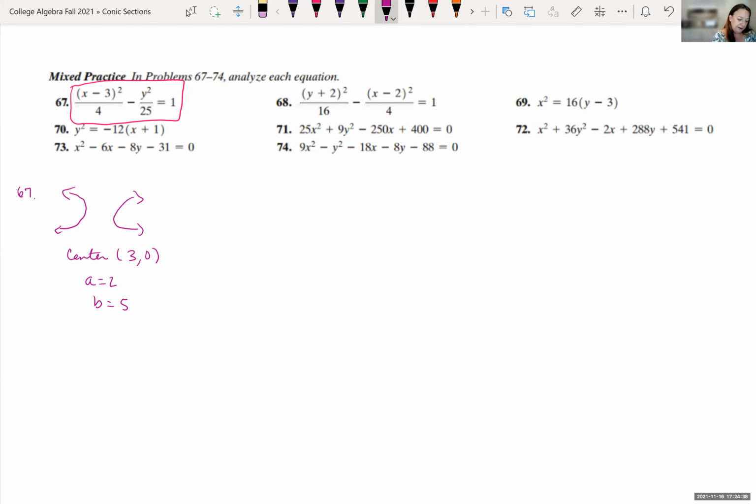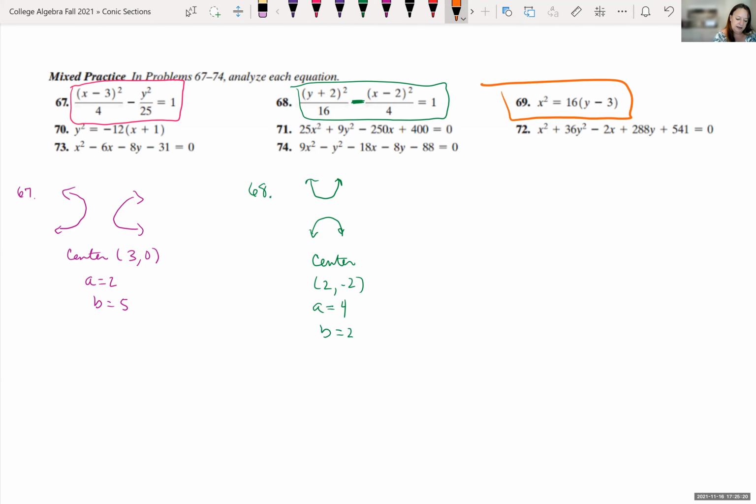If I look at 68, notice I have a minus in between those two fractions. That clues me in that this is a hyperbola again. The minus is in front of the x grouping, and so that tells me that my hyperbola shape is facing up and down. Again, I can tell that my center is (2, -2). I can say that my A value is 4, my B value is 2. And go on.